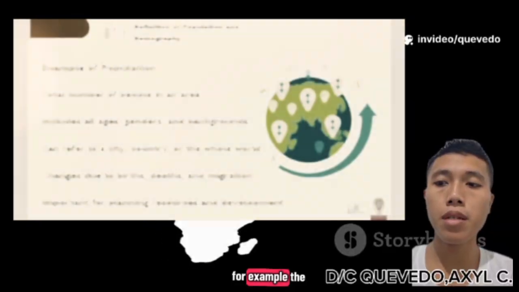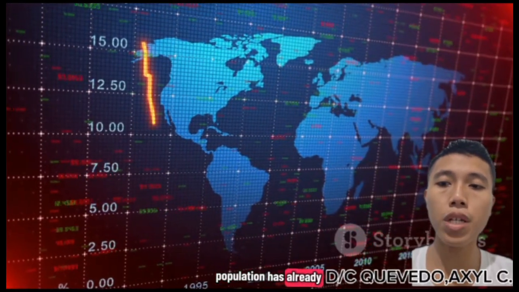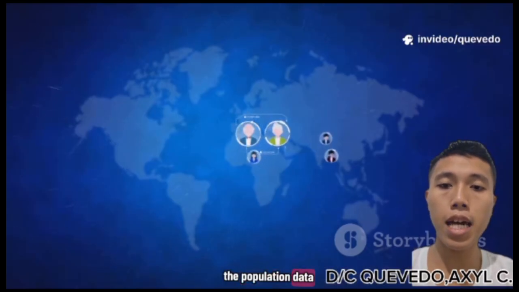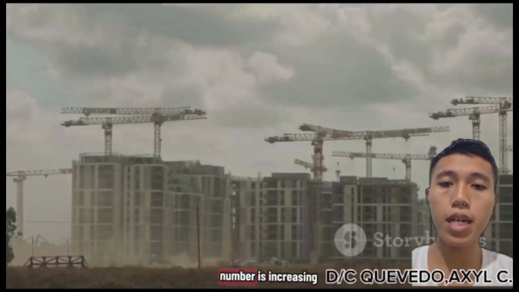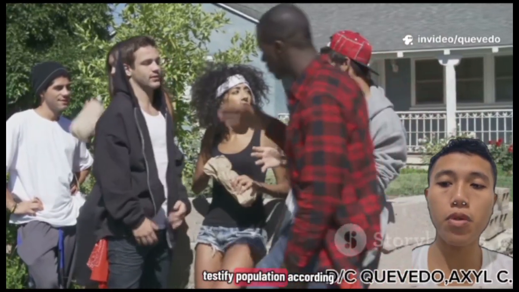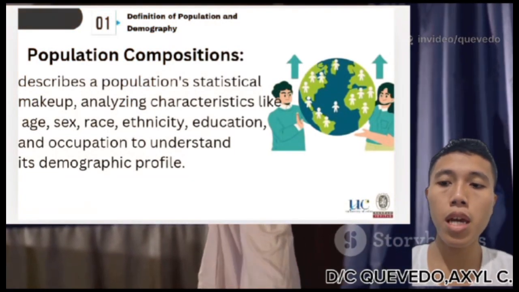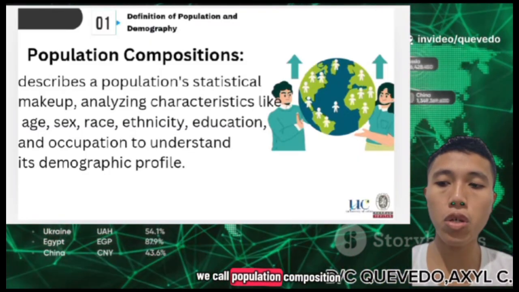For example, the population of the Philippines is over 118 million people, or the global population has already reached more than 8 billion people. The population data help us to understand how many people live in a certain place and how fast or slow the number is increasing or decreasing. We can also classify population according to age, gender, occupation, education, and location. This is what we call population composition.